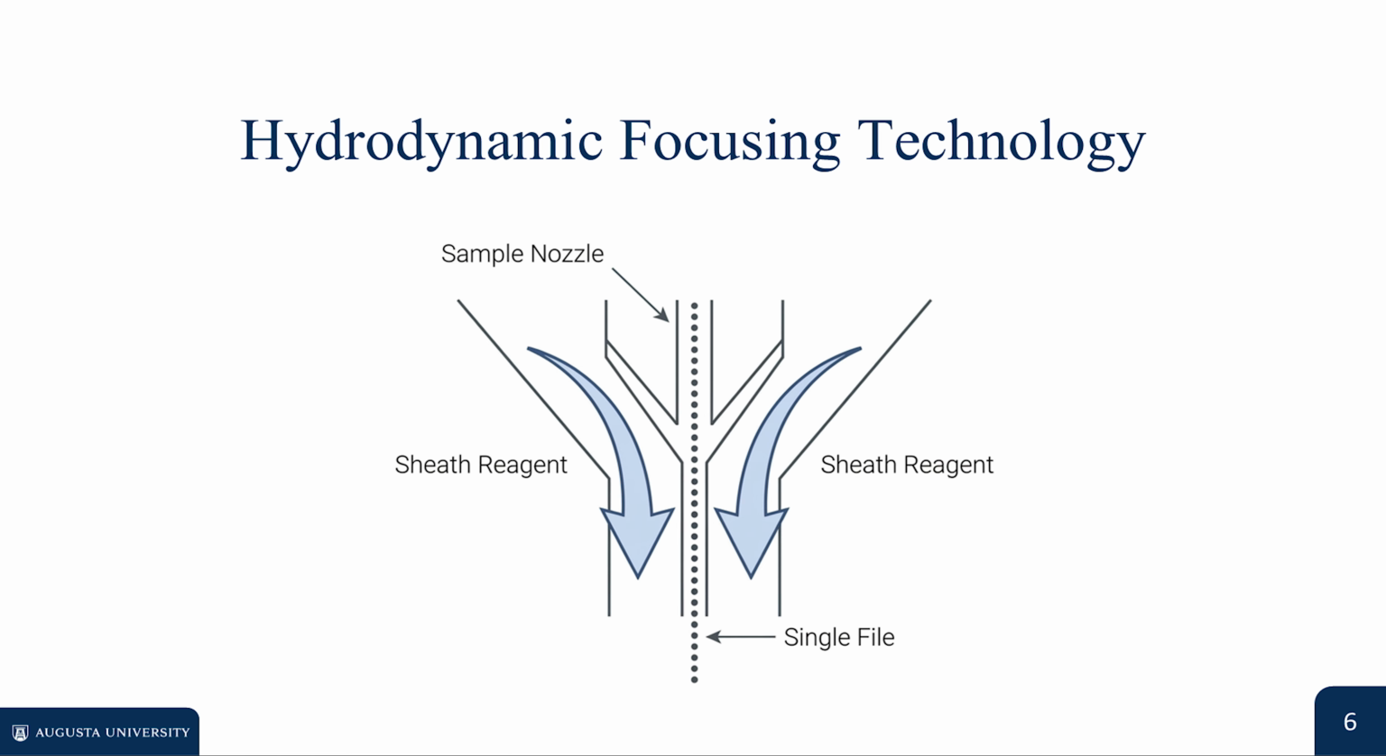This eliminates aperture border zone errors, prevents recirculating eddy currents, and avoids coincident passage where two cells might otherwise be counted as a single large pulse.